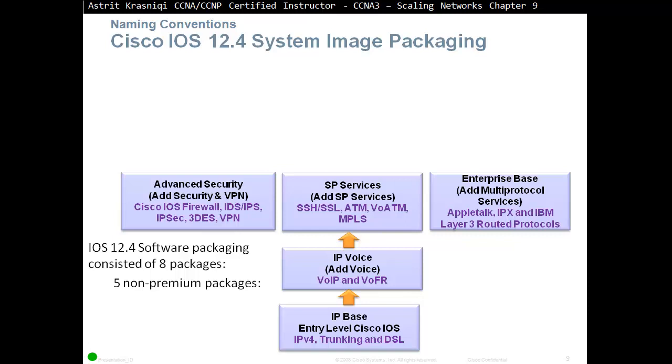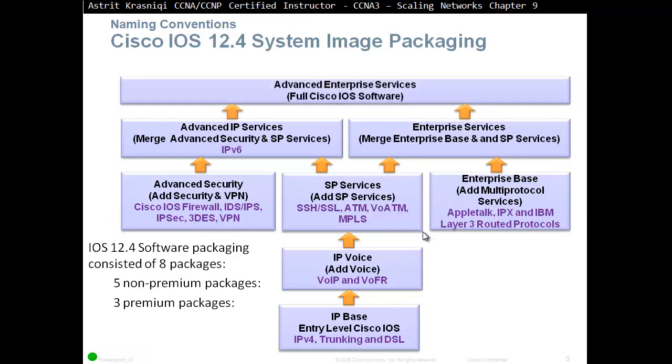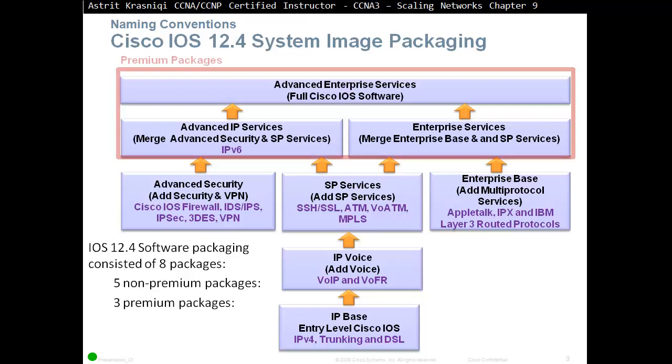multi-protocol services. And then we have the 3 premium packages. We have Advanced IP Services, which includes everything that you see underneath it, but doesn't include Enterprise Services. Or we can add Enterprise Services, which doesn't include Advanced IP Services, but it does include everything that you see underneath there. Or we can have the full Cisco IOS software, which is Advanced Enterprise Services. That is the 3 premium packages.